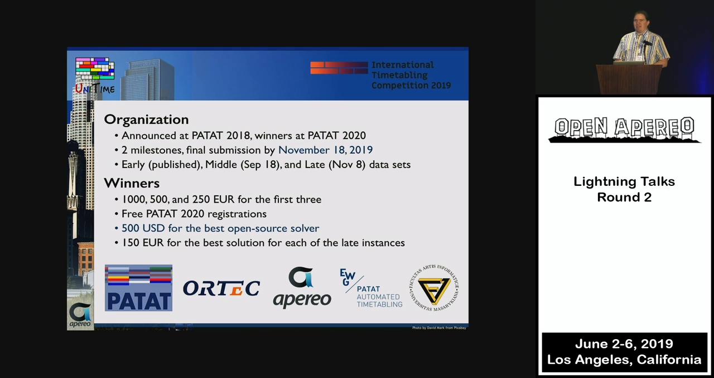The middle set will be released about a month before the final deadline, and the late instances just 10 days, so that we make sure that you just cannot use a lot of computers, a lot of resources, and have a not that good algorithm. There will be some prizes. The sponsors are listed below. One of the prizes is $500 for the best open source software, which was contributed by Apereo Foundation.